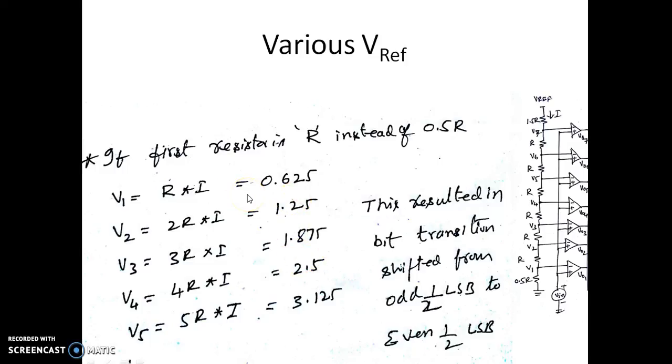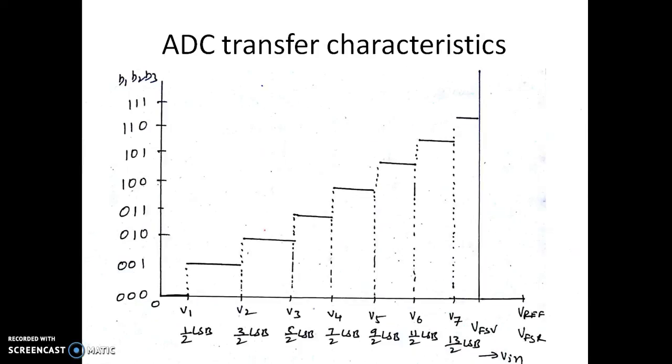Now the transition will not happen at odd number of half LSB. It will actually happen for even number of half LSBs. Meaning, in our transfer characteristics, V1 will shift to 1 LSB, V2 will shift to 2 LSB, V3 will shift to 3 LSB. So these transitions will shift from odd number half LSB to even number half LSB. That is the only difference if you replace the bottommost resistor by R and the topmost resistor also by R.